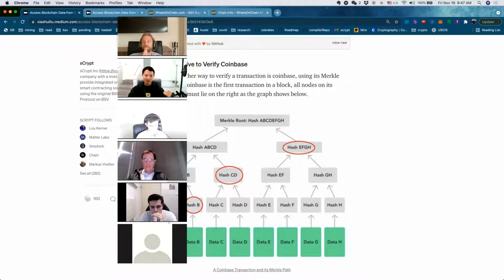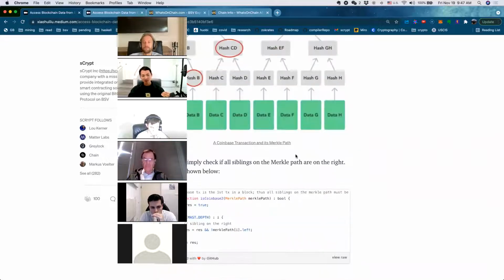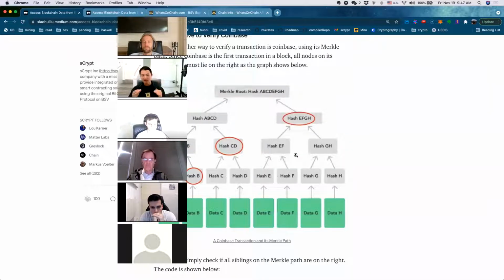You see here, for example, this is Coinbase. We have 8 nodes. Then this is circled in red, this is the Merkle path. You can find all of them are on the right. So that's another way to check it, because the Merkle path contains which branch it is in. You make sure all the nodes on the path must be on the right branch. If they're all on the right, you are very sure this transaction is the first transaction, aka the Coinbase transaction.